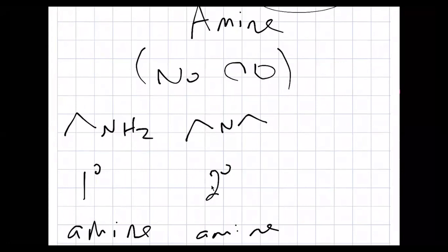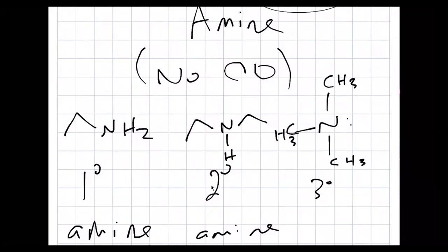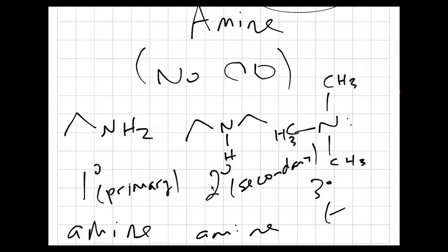Right, so here's a secondary, and then you have a tertiary amine, where you have your nitrogen connected to 3 carbons. Right, so this is primary. Whenever you see that 1 degree, that's called a primary. And then this is secondary. And then this is tertiary.